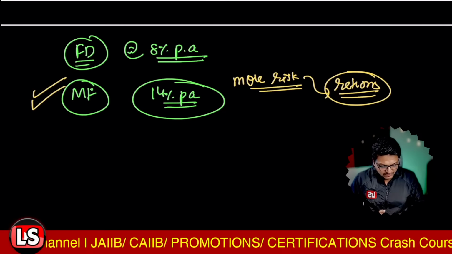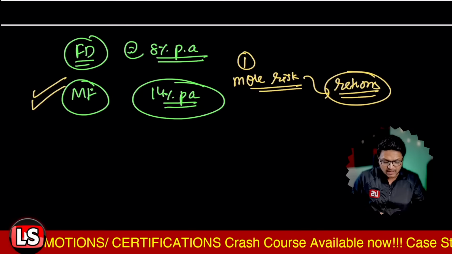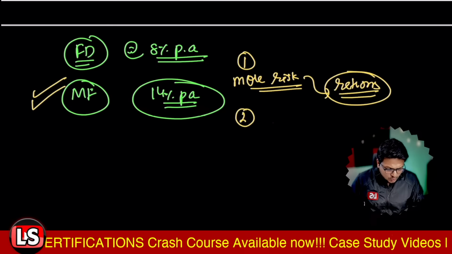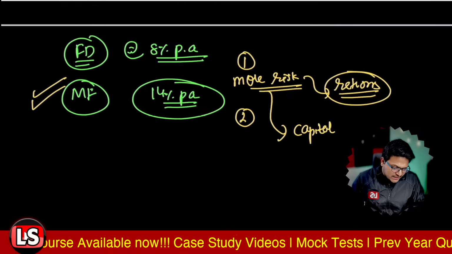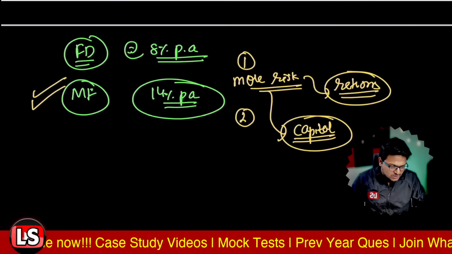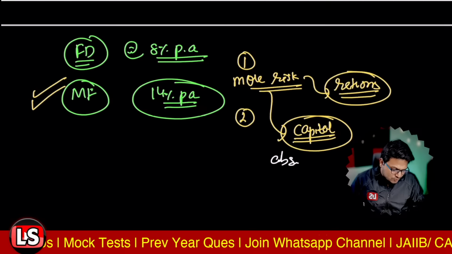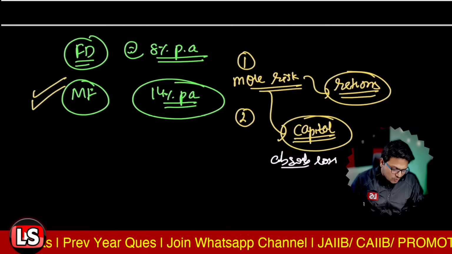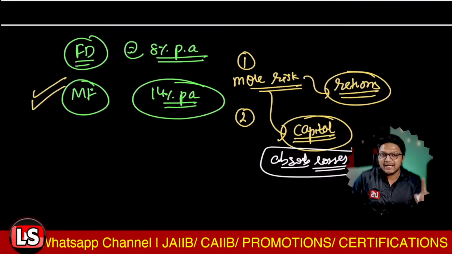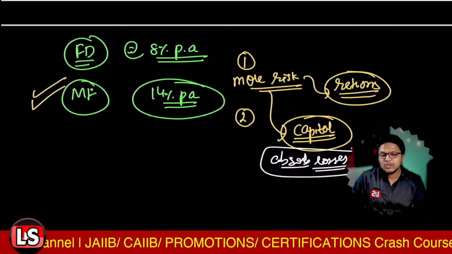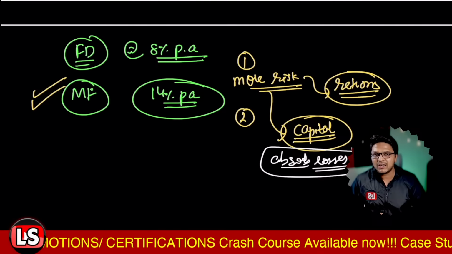The first important thing was that the more the risk, the more the return. The second important thing is that the more the risk, the more capital is required to absorb the losses. Why do you require extra capital with you? Because you want to absorb the losses, right? That's why you should be having extra capital with you, guys, right? So that's the main funda.